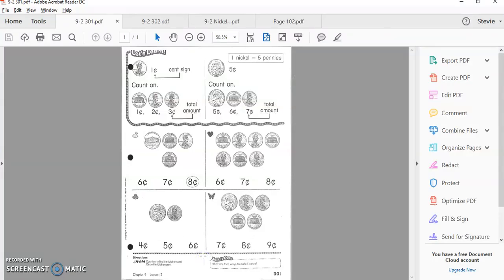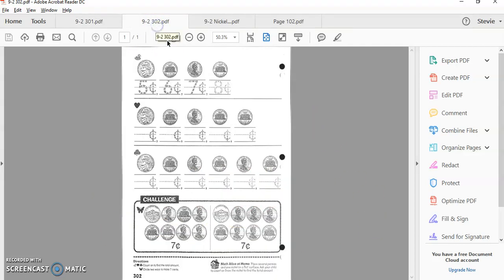So on this page, here's what you're doing. You are counting how many in all. How much money in all. Not how many coins, how much money in all. So if you see a nickel, you need to start with 5 and then count on. And you're going to circle how much money in all. Then on the back side, you're going to write how much money is in all.